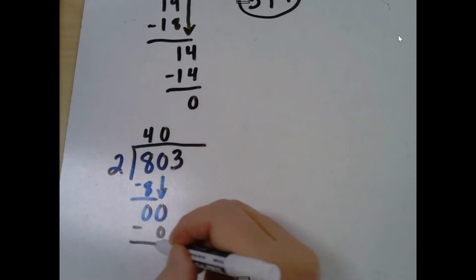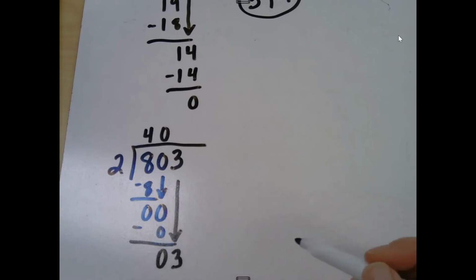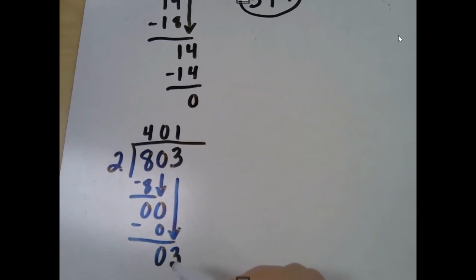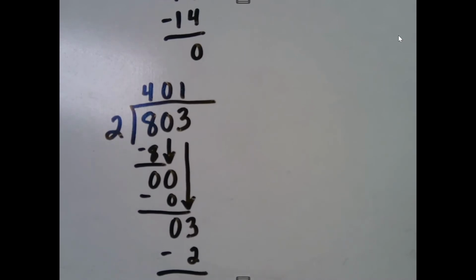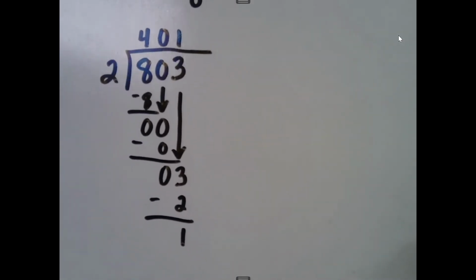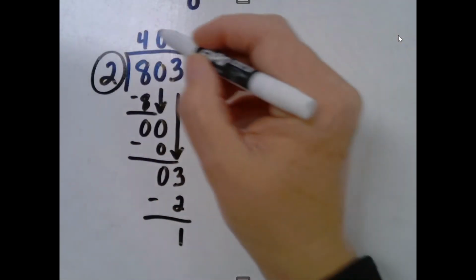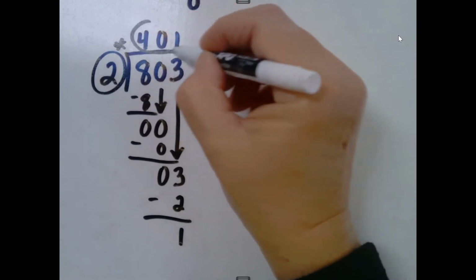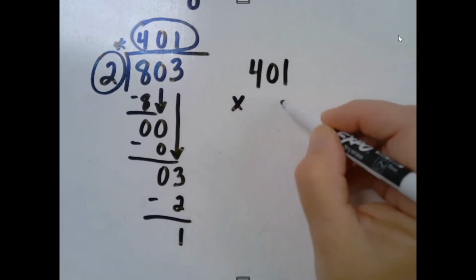We subtract, bring down the 3. How many times will 2 go into 3? 1 time. Okay, 2 times 1 is 2. You can't really see that off the board there. And we're going to subtract and we get 1 left. Okay, so now we need to check. We're taking our divisor and multiplying it by our quotient. So we've got 401 times 2.